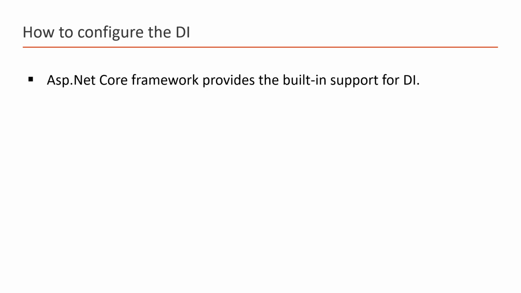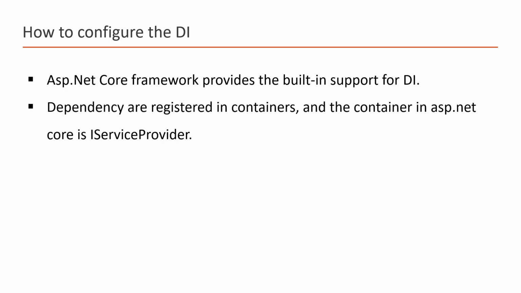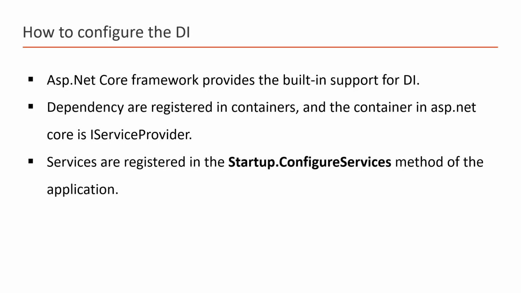The ASP.NET Core framework provides built-in support for dependency injection. As we have already discussed, we need to register all the dependencies in the container, and in ASP.NET Core the container is IServiceProvider. So by using this IServiceProvider container, we have to register all the services and then we are free to use these services anywhere in this application. As per the architecture of an ASP.NET Core Web application, we register all the services in the ConfigureServices method of the Startup class.